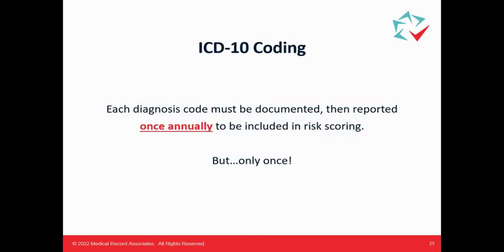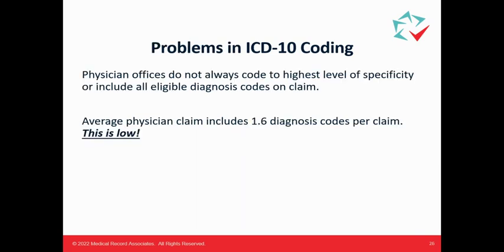All right, so moving on. For ICD, we're going to talk about coding now. And again, as we kind of mentioned before, the HCCs are based upon the coding that is done throughout the year. Each diagnosis code must be documented and reported to be calculated, but it only has to be reported once annually to be included in the risk scoring, but only once, okay? We want to make sure that it's valid, but it only has to be reported once.